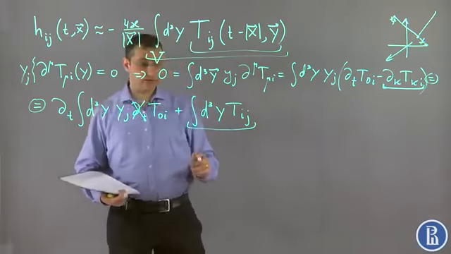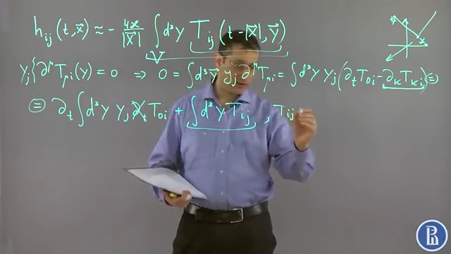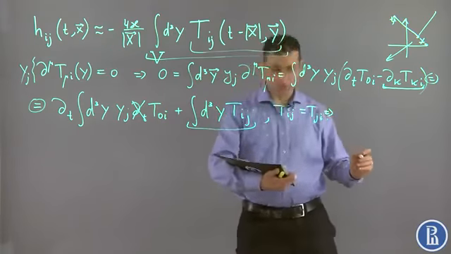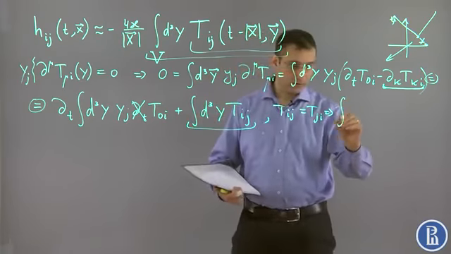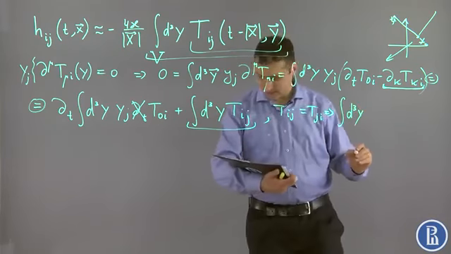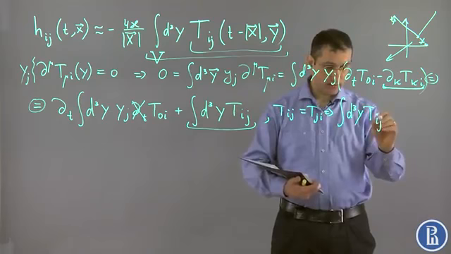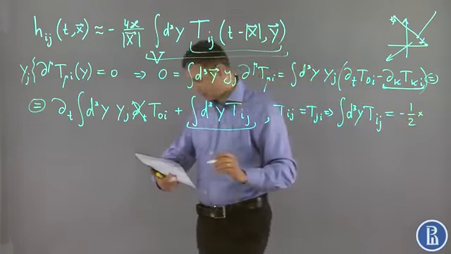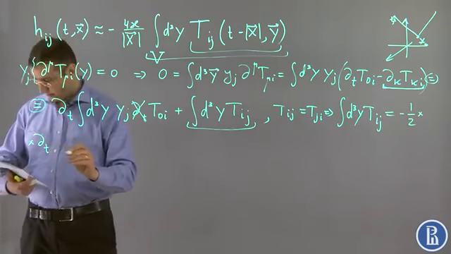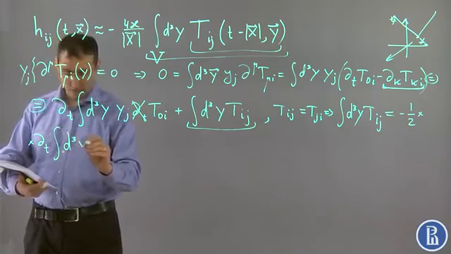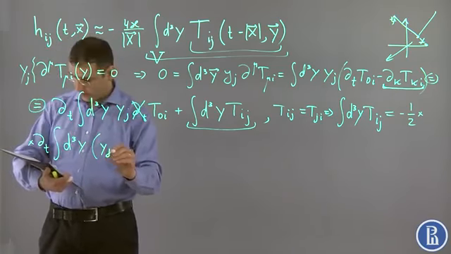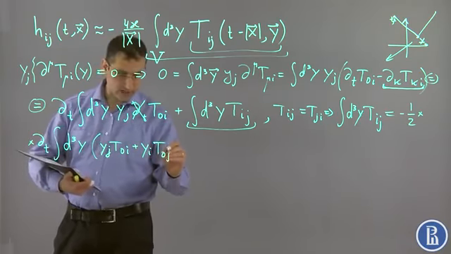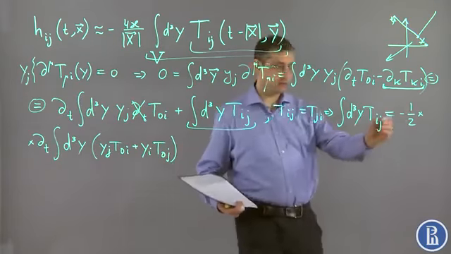And then, because Tij is symmetric on the exchange of indices, as a result we have the following equality: the integral over d3y of Tij is equal to minus 1/2 times dt of the following expression, d3y (yj t0i plus yi t0j). Well, this is easy.